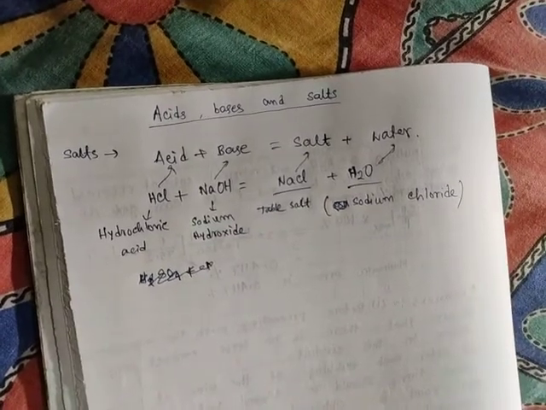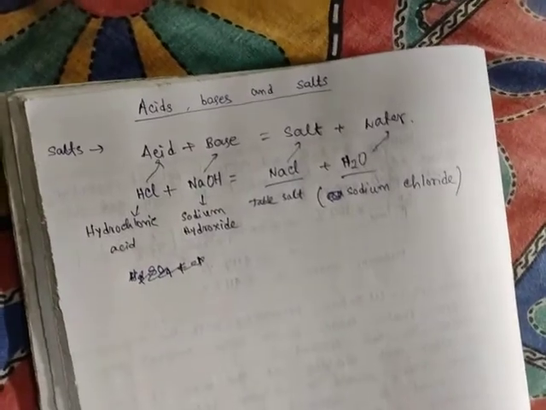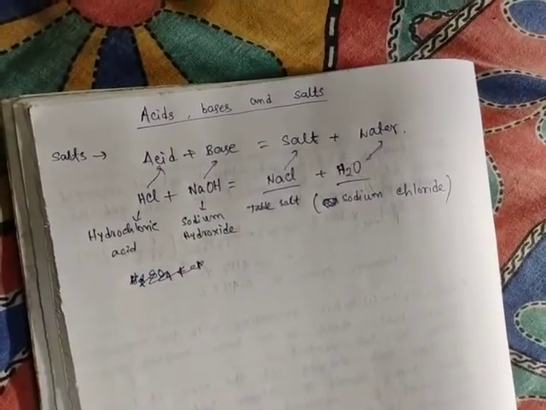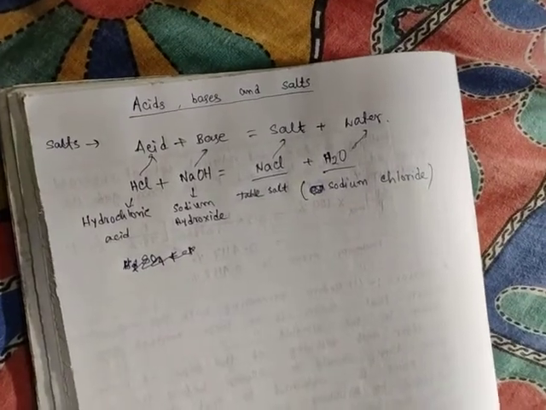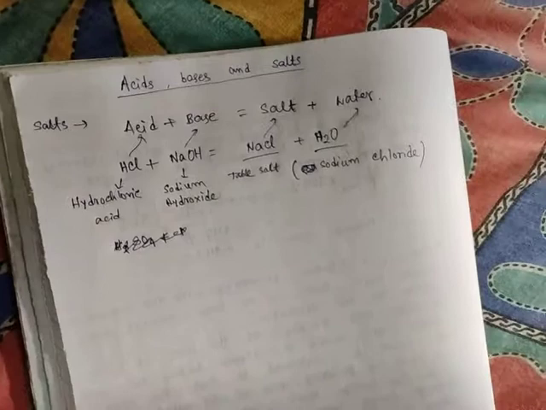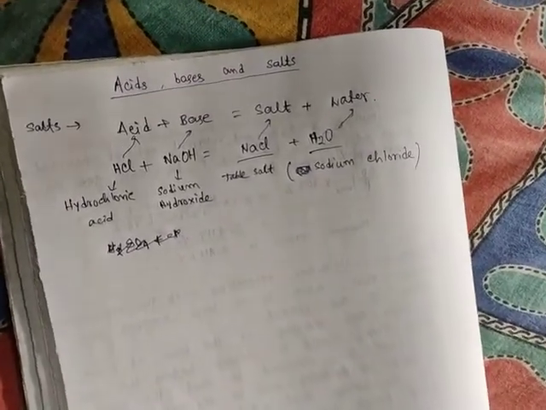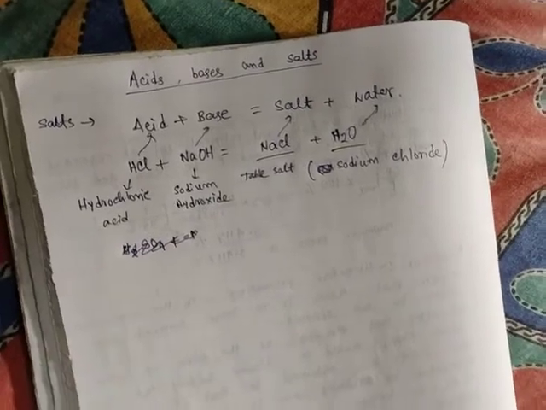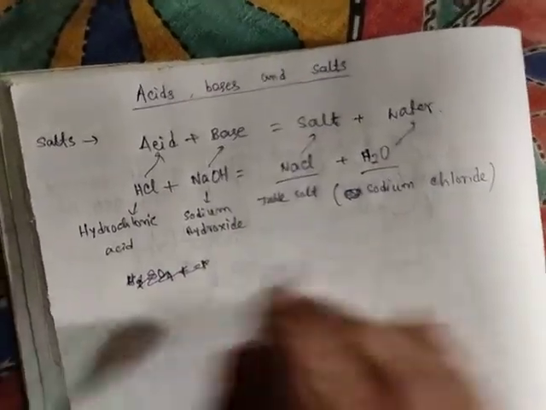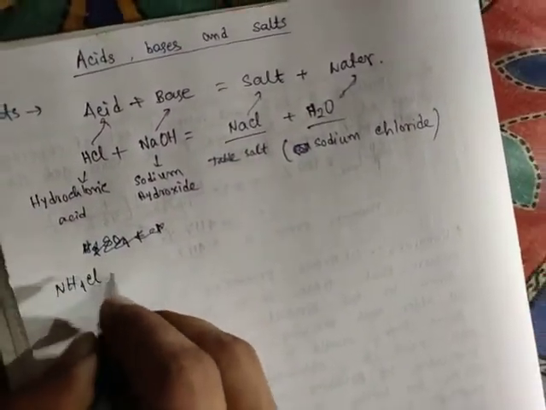Now, what are the uses of salt? There are some uses of salt, like ammonium chloride is used in dry cells. What is ammonium chloride? This is called ammonium chloride.